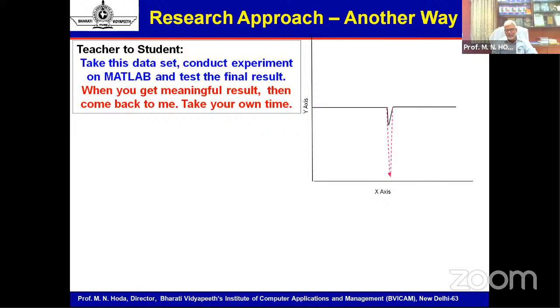So in the second approach, the teacher says to a student, "Take this data set, conduct the experiment on MATLAB and test the final result. When you get a meaningful result, then come back to me, take your own time." In the first case, the guide said to the student, I need the result by today evening. And in the second case, the guide is telling the student, when you get a meaningful result, then come back to me, take your own time. These two lines give enough confidence to the scholar.